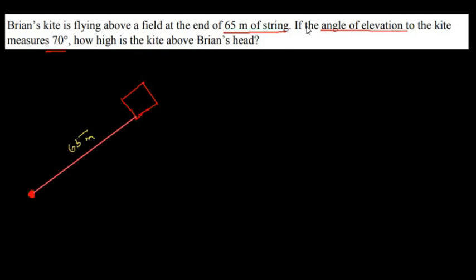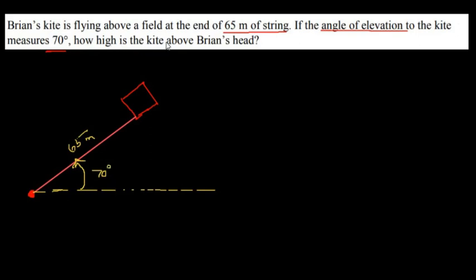Now, since the angle of elevation is given, make sure that you draw the line of sight first. As we know, the line of sight is always a horizontal line, and Brian is over here. So this is the line of sight, and Brian is looking at the kite which is on the top, making an angle of elevation of 70 degrees.